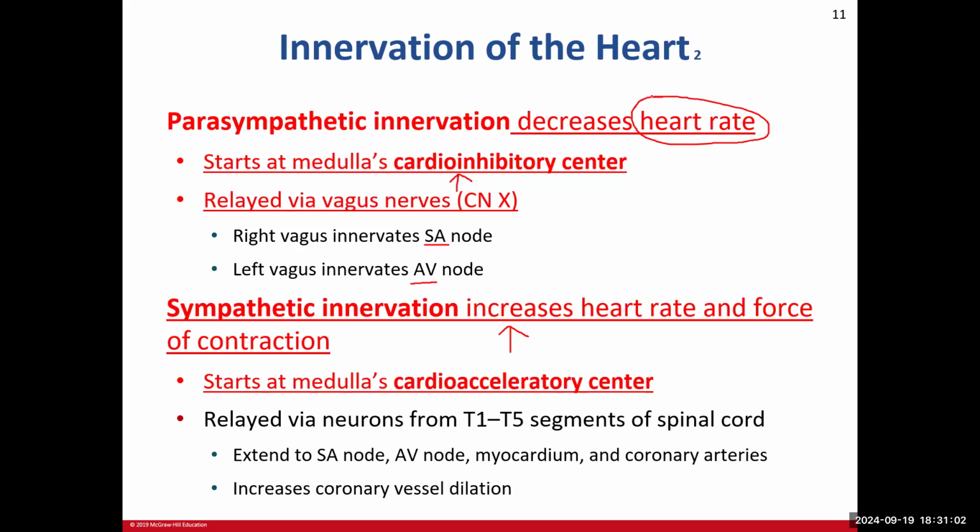Parasympathetic can only slow the heart rate down, whereas the sympathetic can increase the heart rate, but it can also make your heart contract harder, right? So it's going to affect your heart rate and then the force of contraction. Parasympathetic has nothing to do with the force of contraction. So sympathetic has two things that it can do. Obviously it's going to come from the cardioacceleratory center.